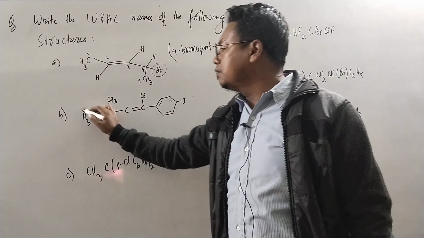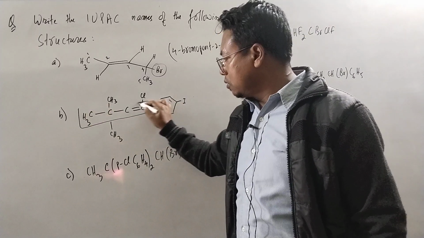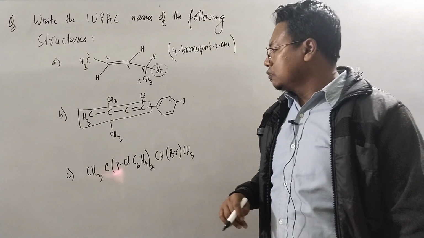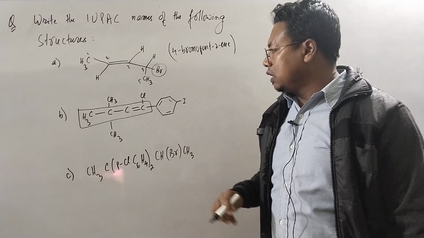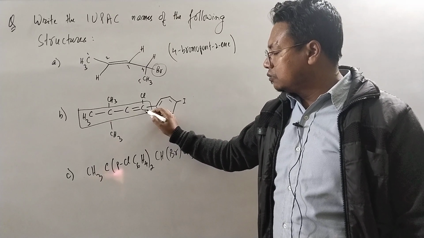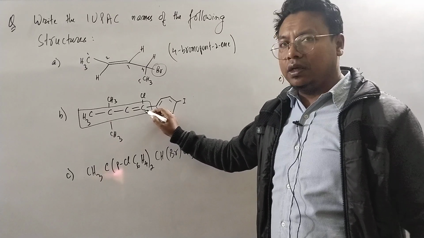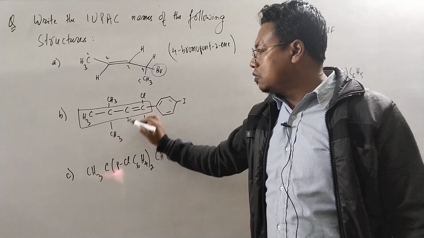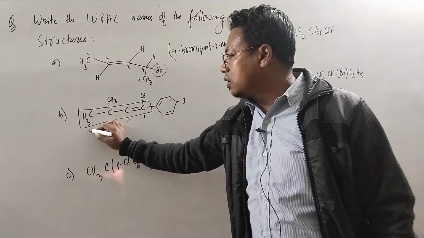For this alkene, we need to choose the main chain, and the numbering must be started from this carbon atom, from the double bond side. This is one, this is two, this is three, this is four.